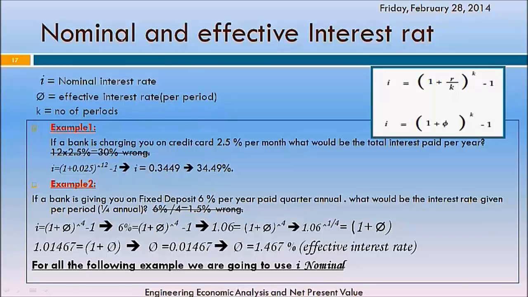So in this example, we're going to explain the difference between the nominal and the effective. Example number 1. If a bank is charging you on your credit card 2.5% per month, you know, credit cards in most of the world charge per month. So what would be your total interest paid per year? Again, let us refer to this equation. Some of you will say 12 times 2.5%, which is 30%. This is totally wrong, because you're going to pay 2.5% per period, which is per month, and this is not the nominal interest rate.